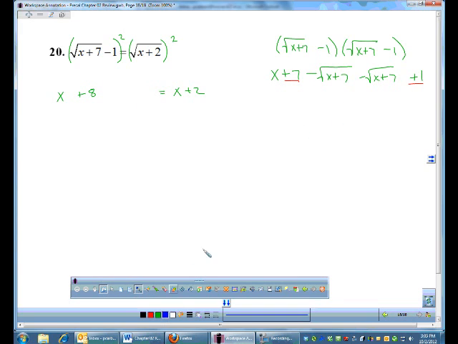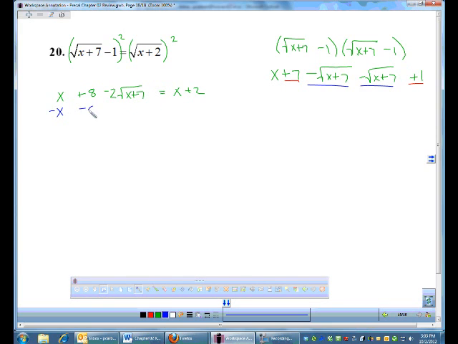And then I have, interesting, minus root x plus 7 and minus root x plus 7 gives me negative 2 root x plus 7. And this one ended up being really nice. I still have a radical, which means I'm going to have to square again, but before I do that, I want to try to isolate the radical.